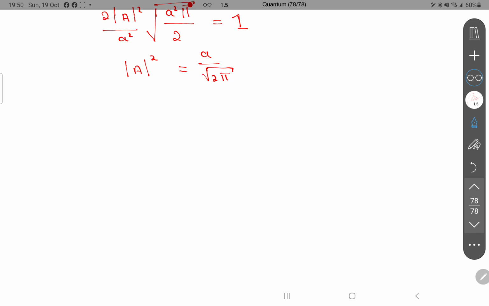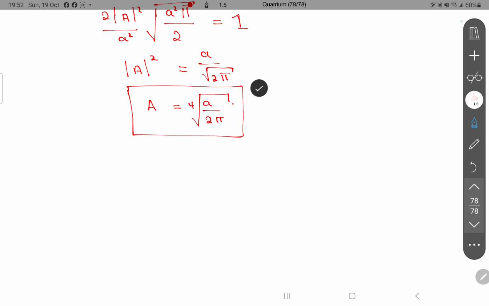So why do we use the modulus? Because we want to choose the normalization factor, constant a, to be a real number and positive. So in other words, your a is going to be the fourth root of a over 2 pi, right? Like this. So this will be the constant of normalization when you normalize your wave function.